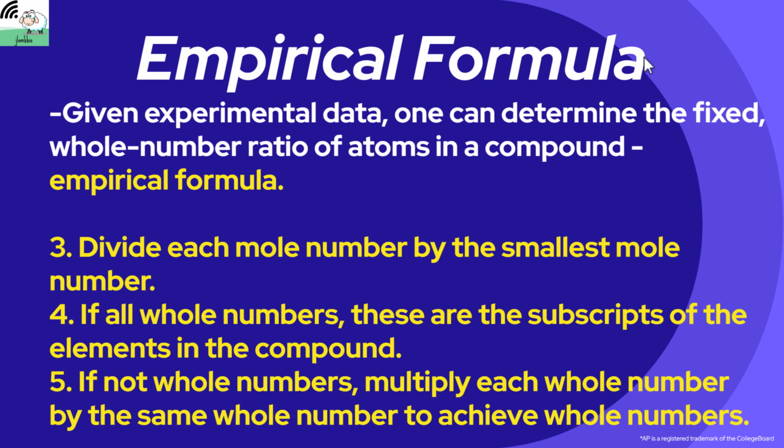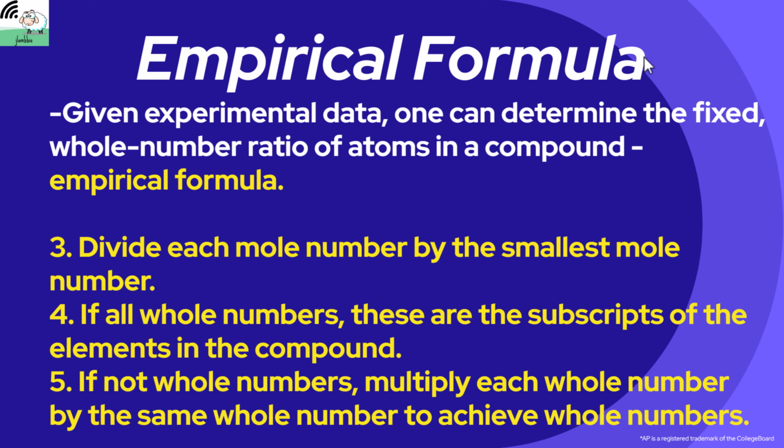Once that's done, we're going to divide each mole number by the smallest mole number that's present. So for each individual element within the compound, get the percentages to grams, convert them to moles, and whichever mole number is the smallest, you divide all of the mole numbers by that number. If all of the mole numbers, once you've divided them all, are whole numbers, they are your subscripts for the element in the compound.